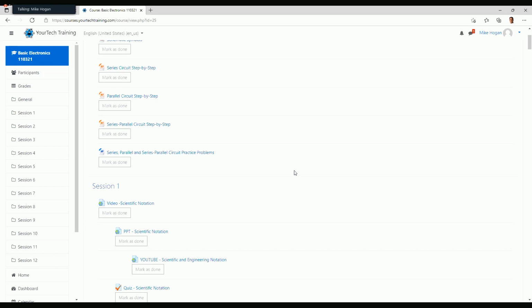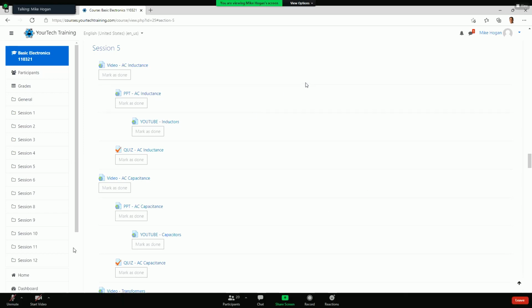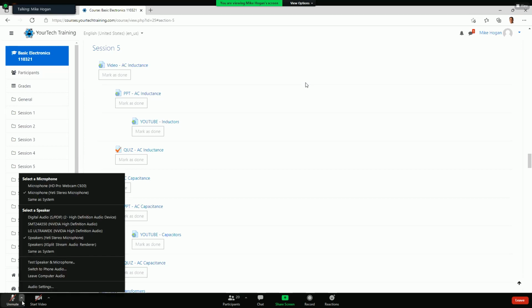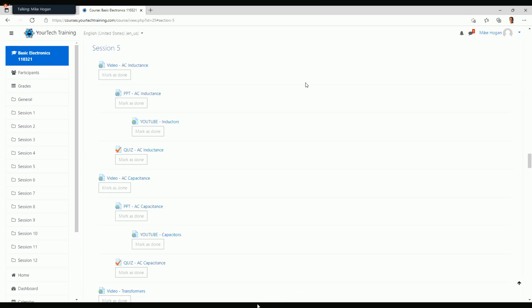So we're into session five. We're on Monday of the third week now. We talked about AC last Wednesday, alternating current. Now we're going to talk about inductance, so AC inductance. Up to this point, all we've talked about in terms of components have been resistors, and we said resistors oppose current flow. Now we're going to get into inductors.